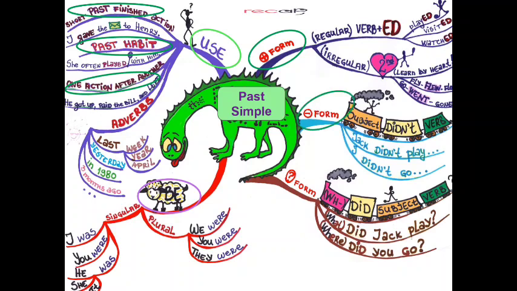For the negative form, with verb to be, all we have to do is to add not to the past form of verb to be, wasn't or weren't. But for the other verbs, we use didn't plus the base verb. Jake didn't play. I didn't go. For the question form, for verb to be, we start with verb to be plus the subject: was he, were I. And for the other verbs, we start with the helping verb in the past, did, plus the subject, or with the WH question plus did plus subject plus the base verb. What did Jake play? Where did you go?